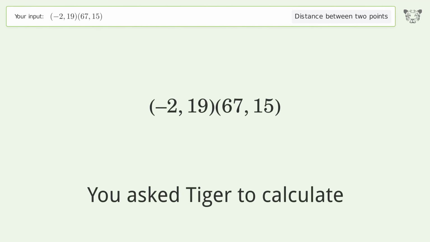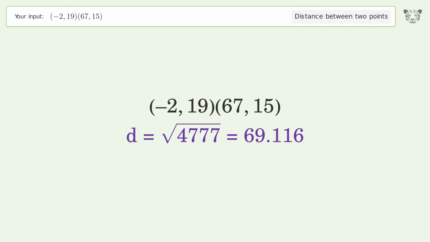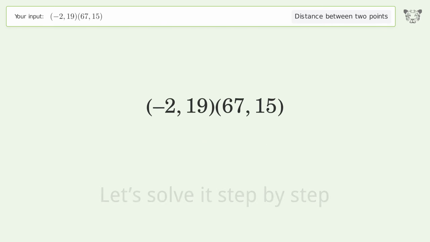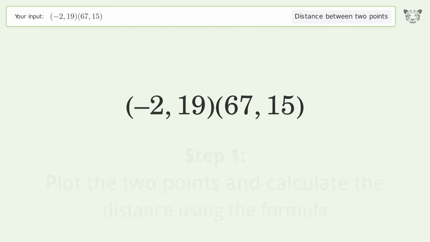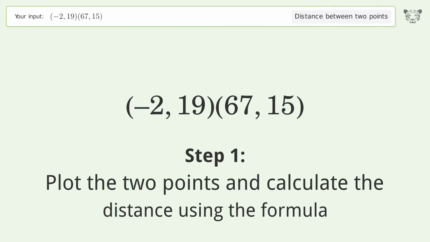You ask Tiger to calculate. This deals with the distance between 2 points. The distance between the 2 points is the square root of 4,777, or 69.116. Let's solve it step by step. Plot the 2 points and calculate the distance using the formula.